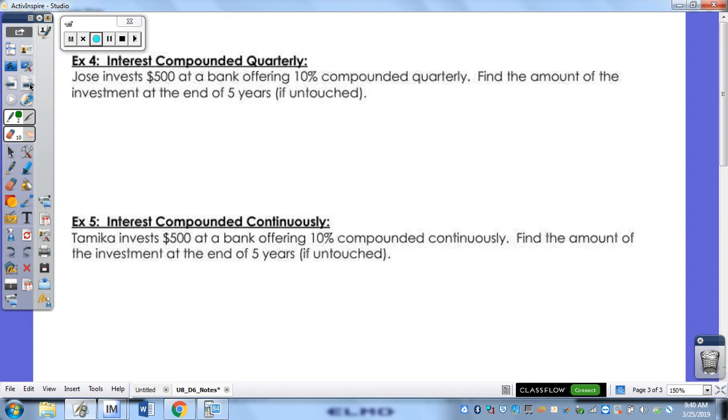So our first example here on our last page says, Jose invests $500 at a bank offering 10% compounded quarterly. Find the amount of the investment at the end of 5 years if it is left untouched. So our equation for this is A equals P times 1 plus the rate over N to the NT power.